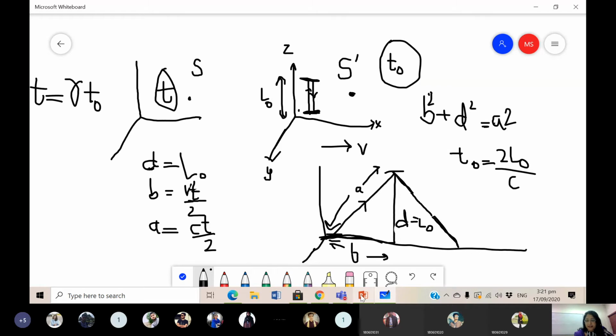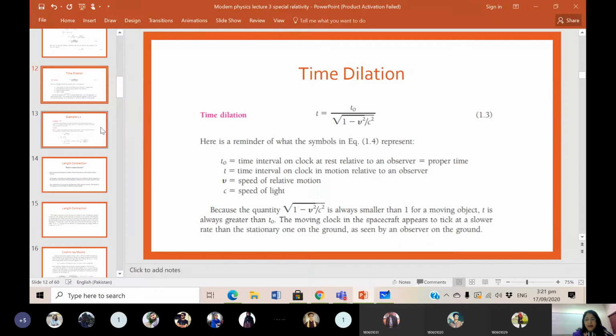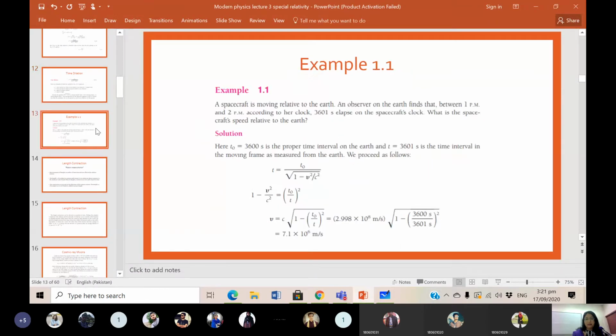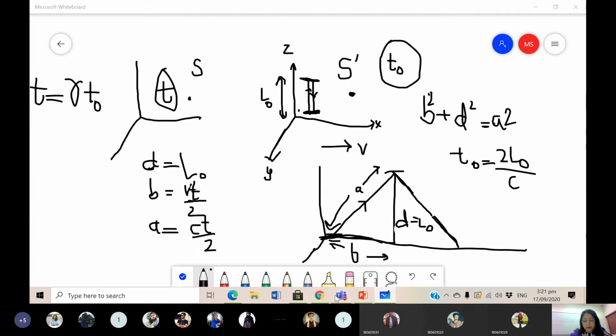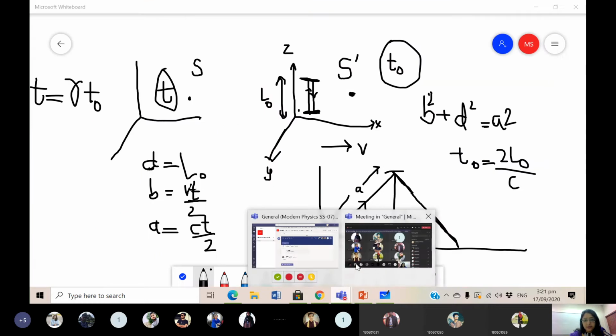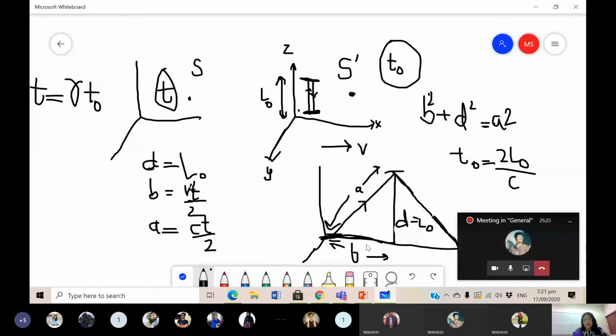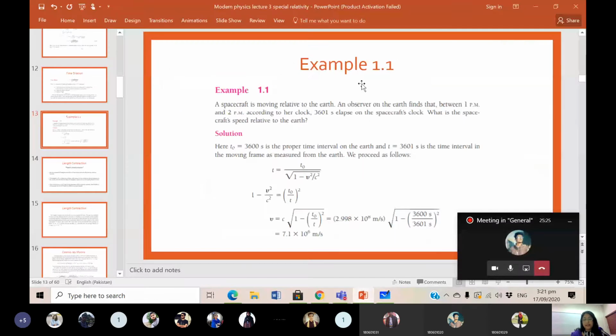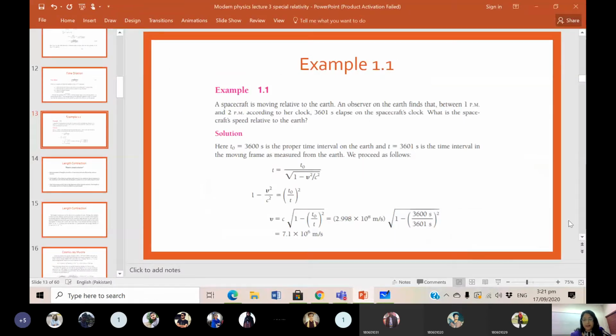That is known as time dilation, and this is an effect of special relativity. This is part of special relativity. Now I want to introduce, and we will do an example, and then we will do length contraction. Is this recording? Yes, it is recording. So now we will do an example, and then we will do length contraction.